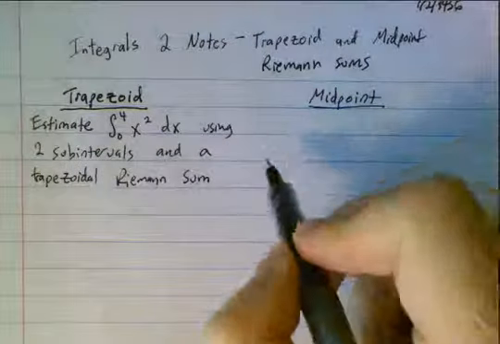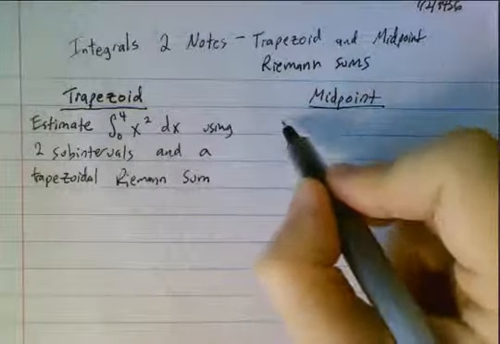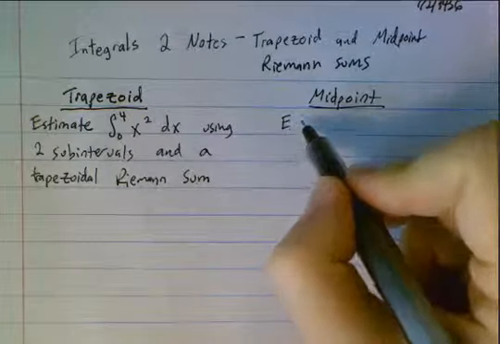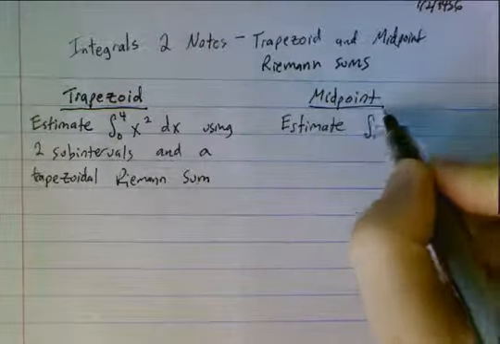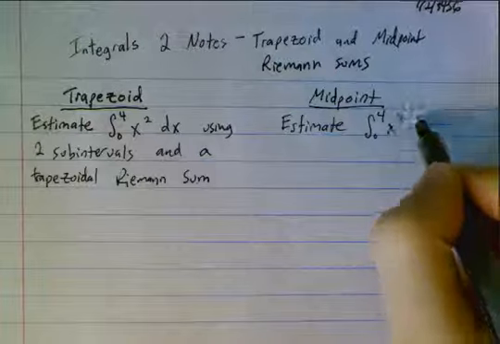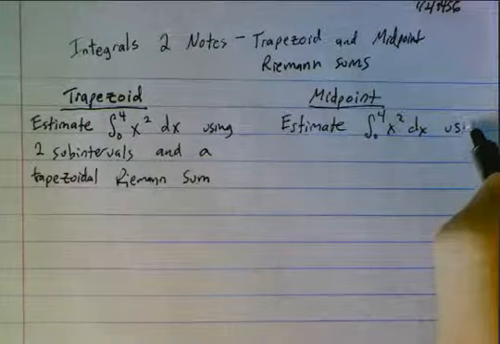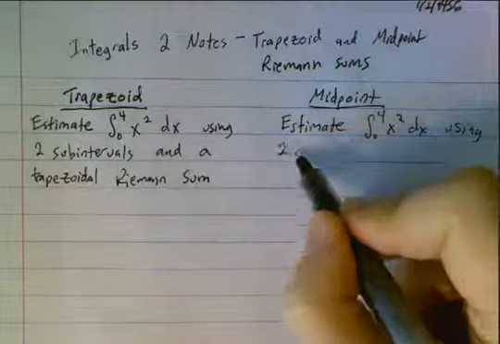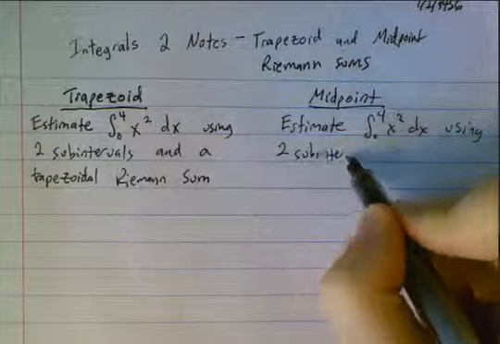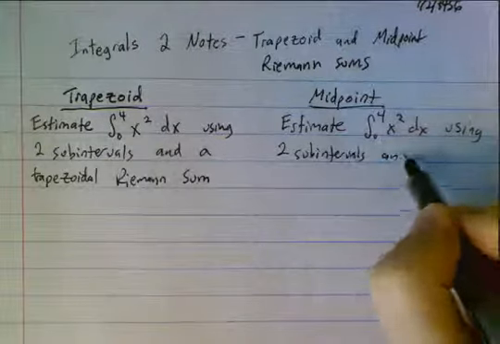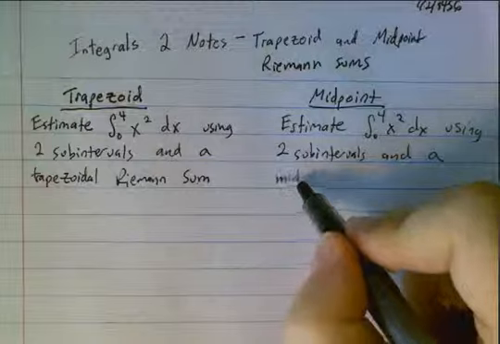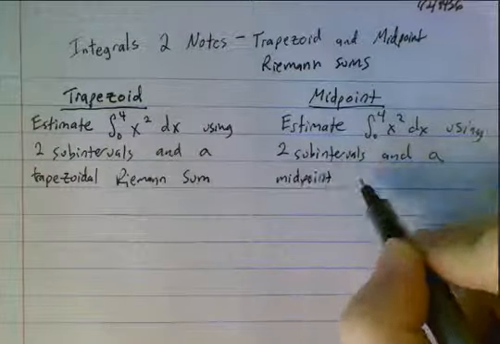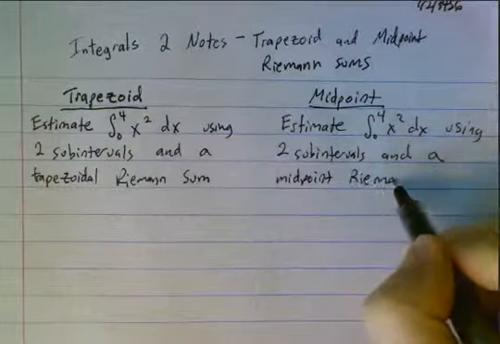Trapezoidal is by far the most commonly used one, but midpoint we'll also see something like this. Estimate the integral from 0 to 4 of x squared dx using two subintervals and a midpoint Riemann sum.